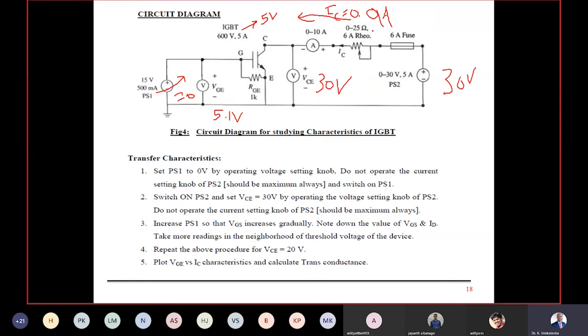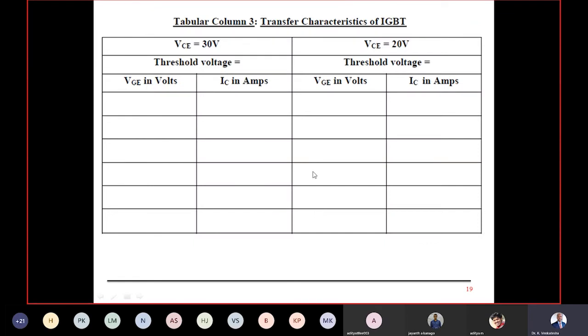The moment the switch is conducting, the respective voltage is VGE threshold, the voltage beyond which my switch is going to conduct. Note that down. Then further vary PS1 and tabulate your VGE and IC. So that is my transfer characteristics.